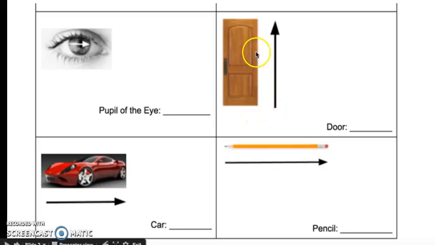Now we're going to look at a door. If we were to measure a door from the very bottom to the very top of the door, what unit would you use? Millimeter, centimeter, or meter? Write your answer on the line right here. Press pause, press play when you're ready to go on.